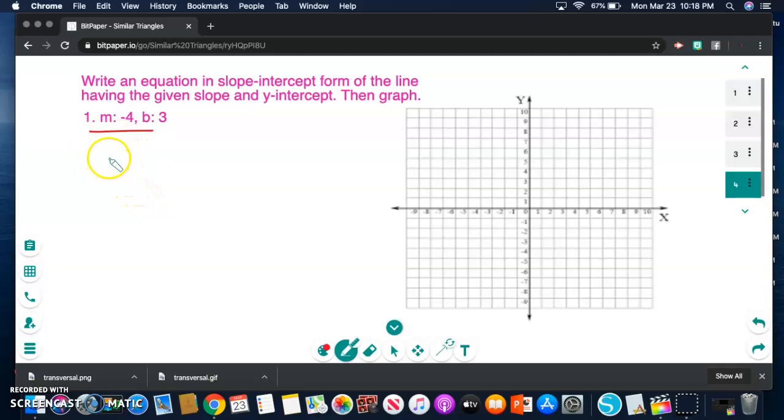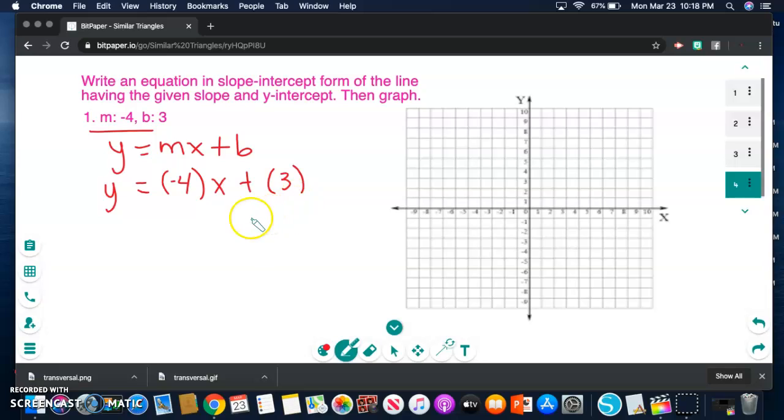So when we're talking about slope-intercept form, we're looking at y equals mx plus b, and we're going to fill in the given information. So you have y is equal to, m is equal to -4. So I'm going to place this in parentheses to let you know that's what I'm replacing the m for. And then we're going to put 3 in parentheses because that's what I'm replacing the b for.